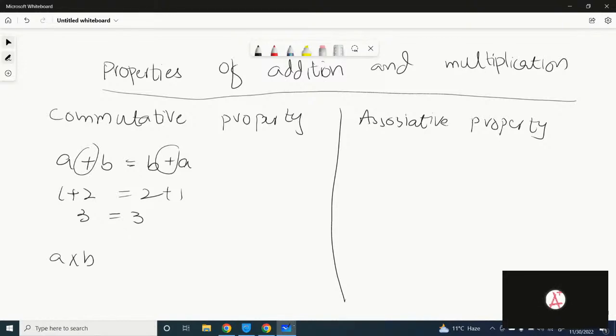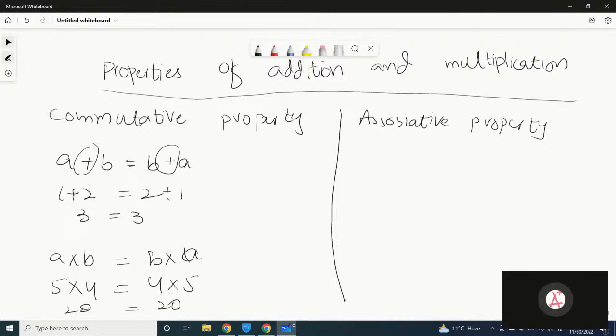Same is the case for multiplication. a times b and b times a is the same. Like you can see, 5 times 4 and 4 times 5 both have the same answer, isn't it? 4 times 5 is 20 and 5 times 4 is 20. That is the commutative property of multiplication. If two numbers are involved and on both sides of the equality the numbers are the same, just the order of the numbers is different, that is the commutative property, whether the sign is addition or multiplication. Got it?